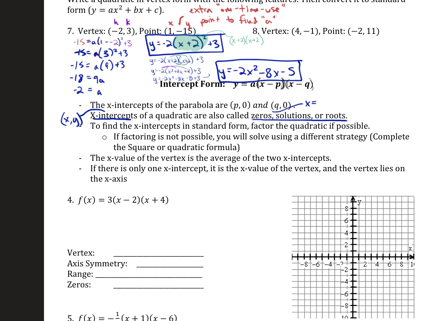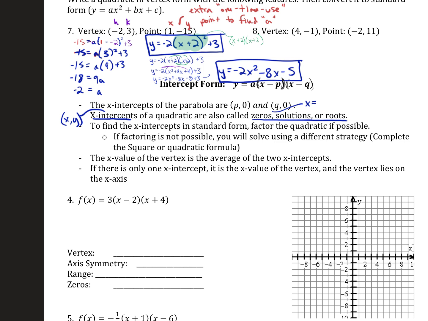To find x-intercepts in standard form, if it was given to you in standard form, we would have to factor it first, and we'll review factoring here in a couple of days. If factoring isn't possible, we'd have to use another strategy like complete the square or quadratic formula. We'll review those too. This is a big important one.